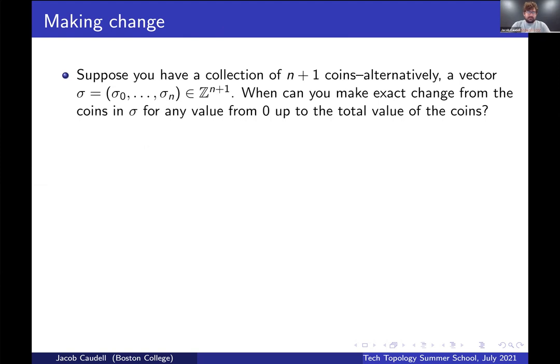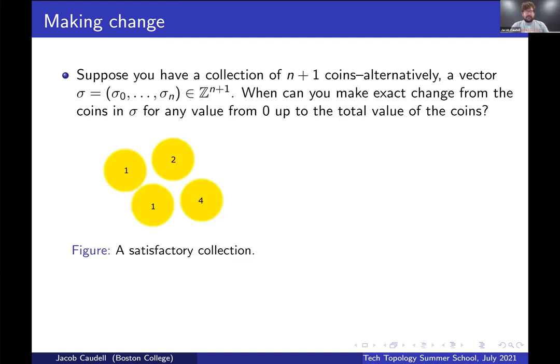And here's the setup for this. Suppose you have a collection of n+1 coins. Alternatively, we have a vector sigma in Z^(n+1). When can you make exact change from the coins in sigma for any value from 0 up to the total value of the coins? So for example, here we have a satisfactory collection, 1, 1, 2, 4.